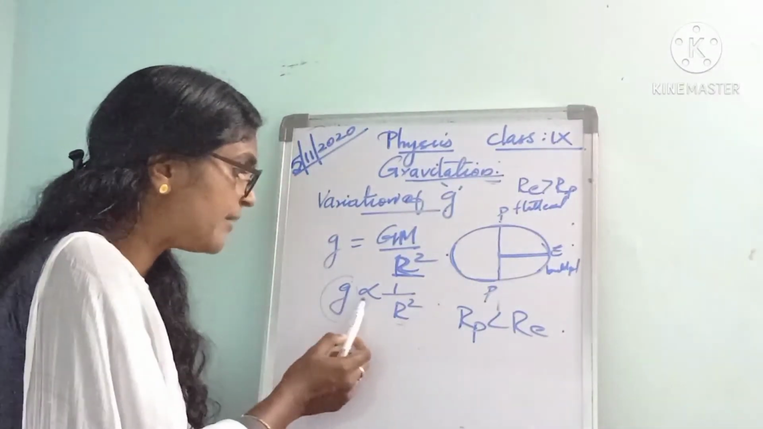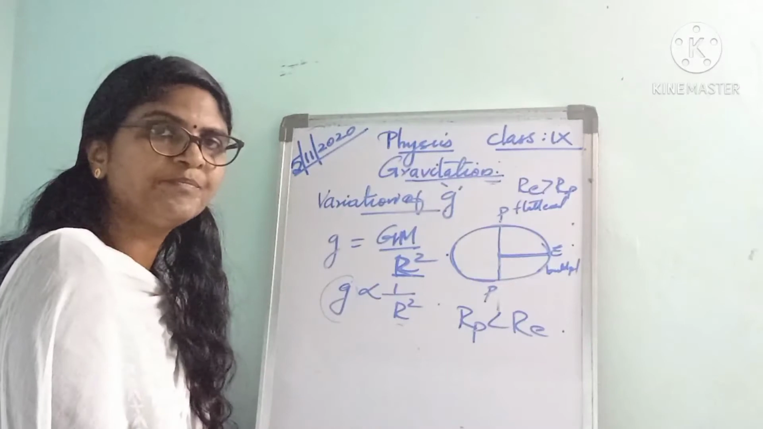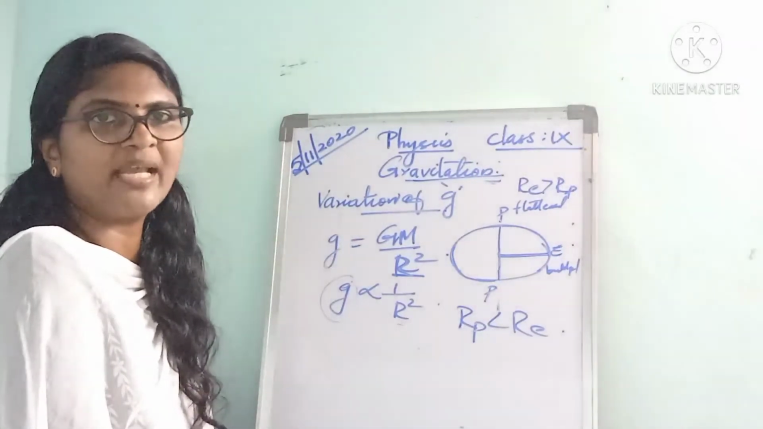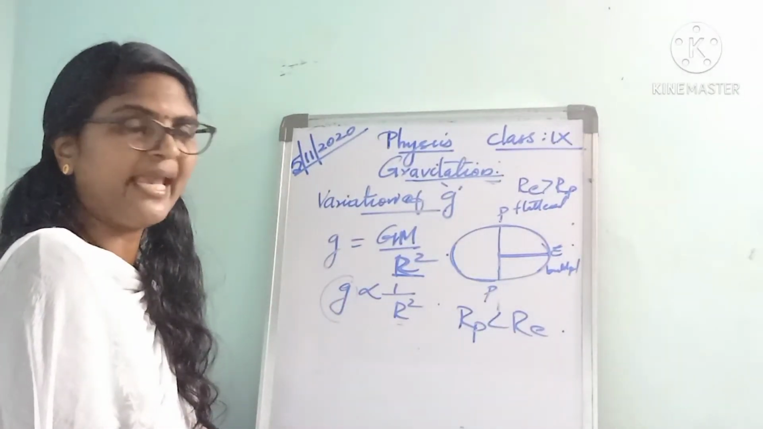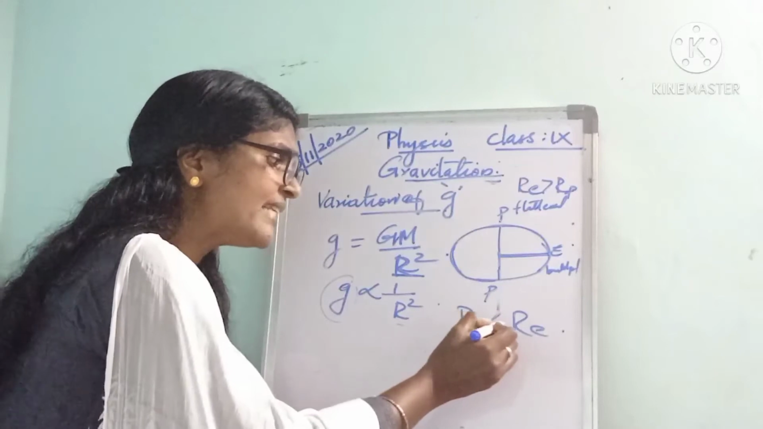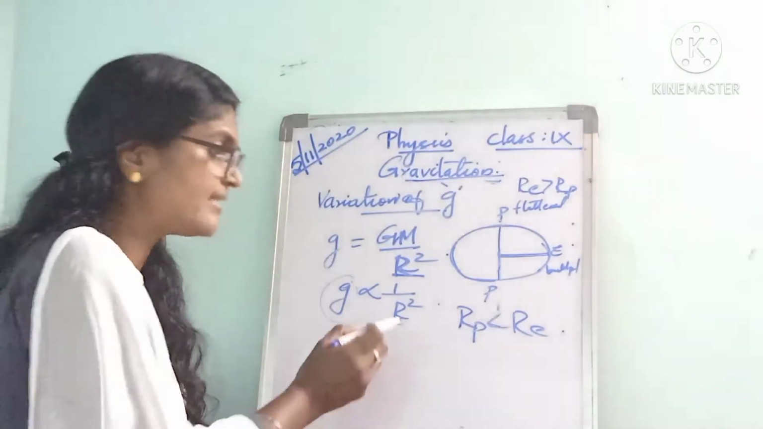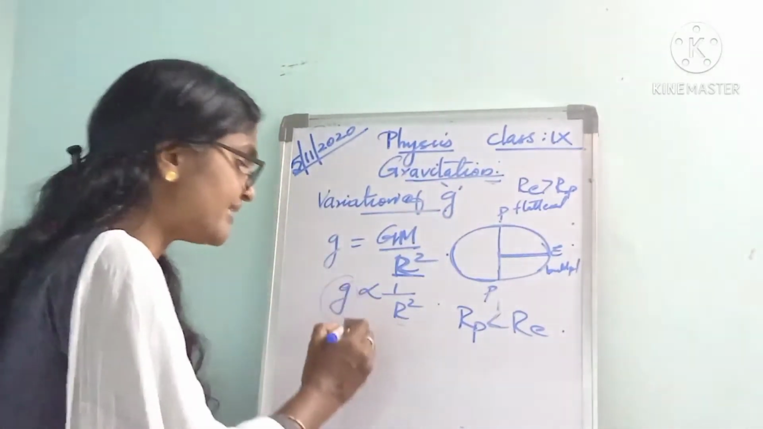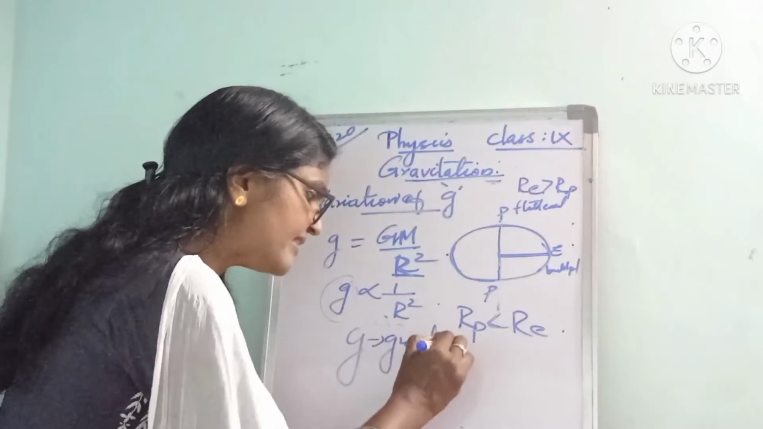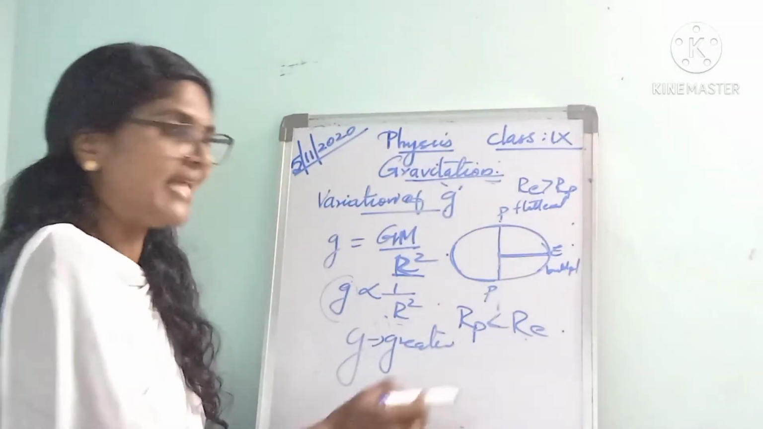Then come to this expression, g proportional to 1 by r square. What happens when r increases? When a denominator increases, what happens to g? It will decrease. As r increases, the value of g decreases. So here, the polar radius is less than the equatorial radius. That is, at the poles the radius has a lesser value, so g is greater. The value of g is greater at the poles than at the equator.